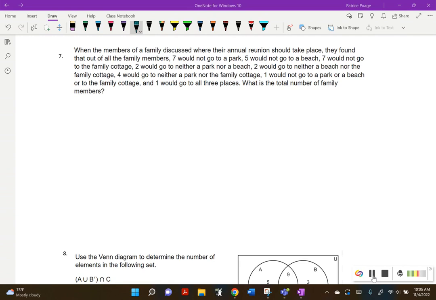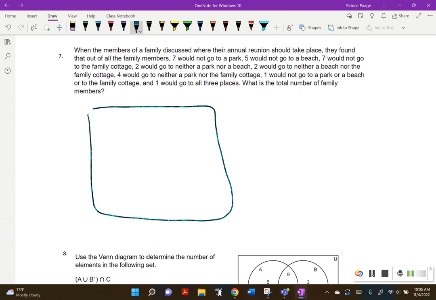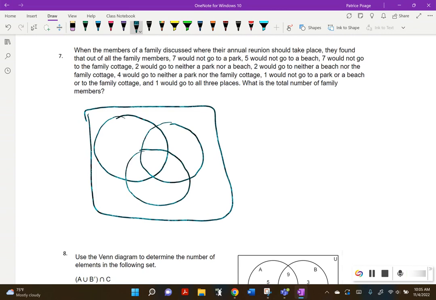Okay, this one says, when the members of a family discussed where their annual reunion should take place, they found out of all the family members, 7 would not go to the park, 5 would not go to a beach, 7 would not go to a cottage, 2 would go to neither a park nor a beach, and so on. Okay, so we got 3 things here. Let me draw first. All right, so we have a park, a beach, or a cottage.